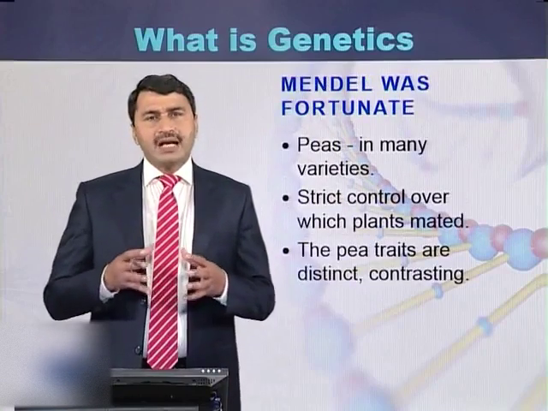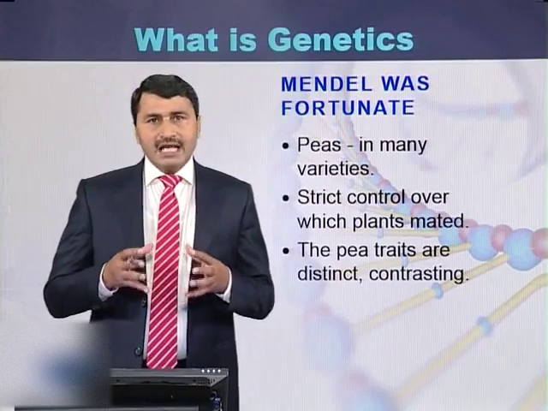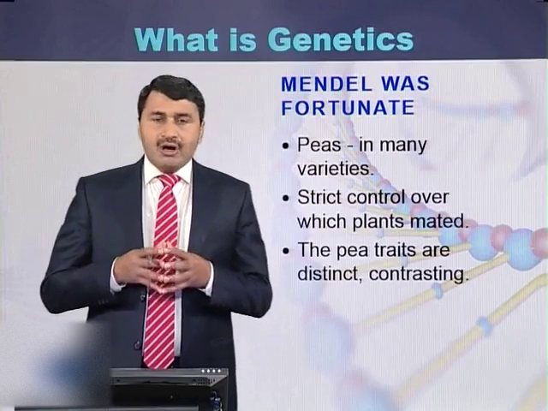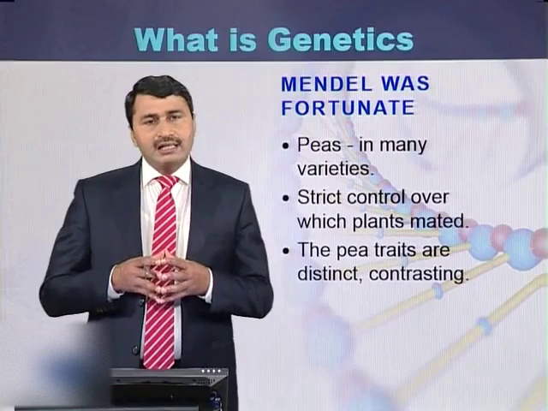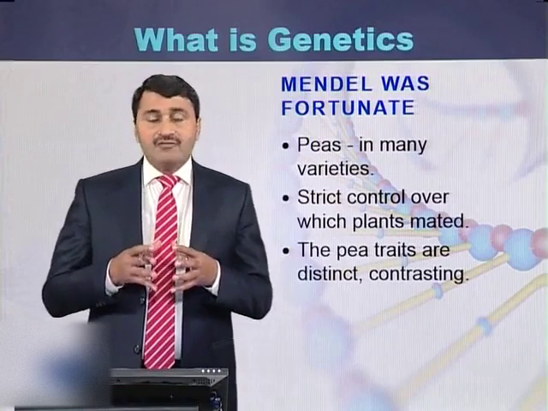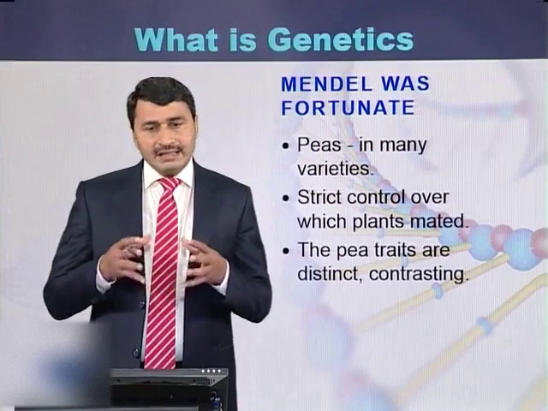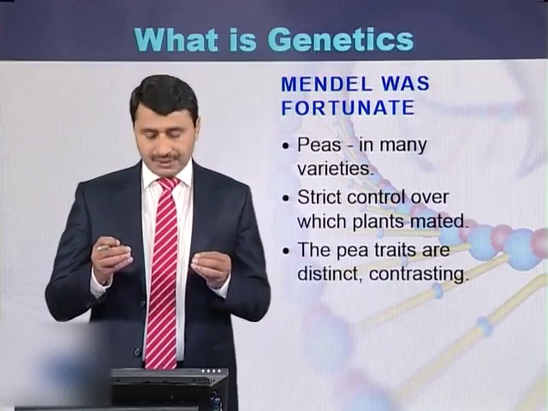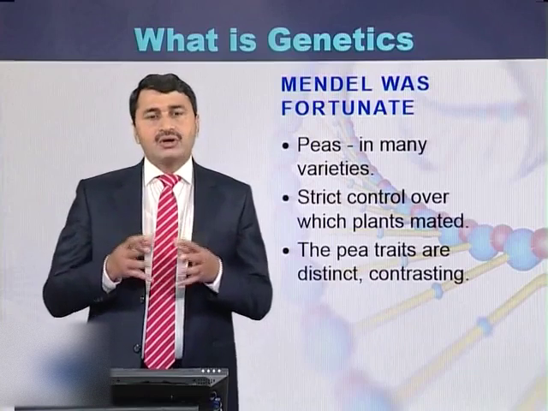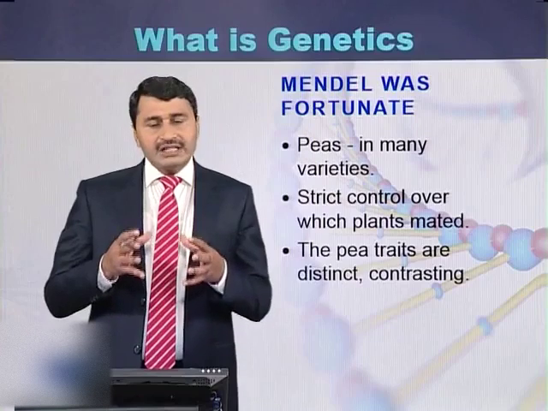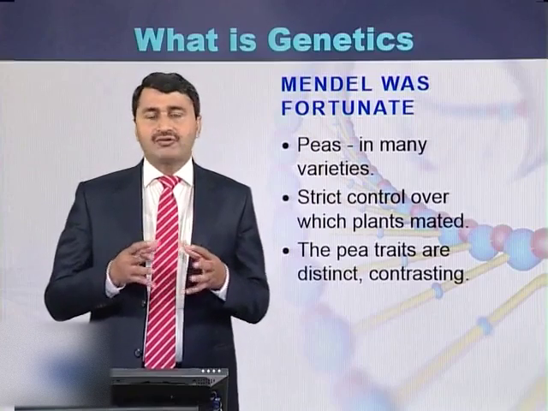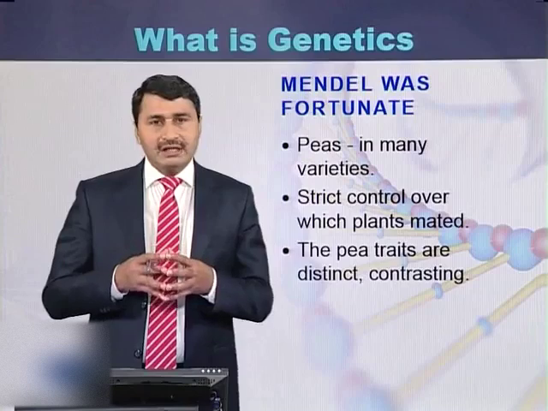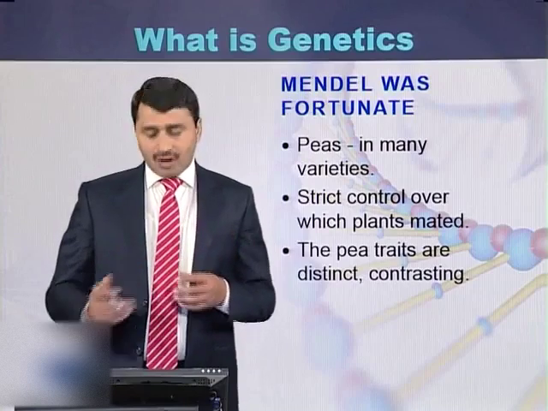Usually it is said that Mendel was fortunate because he selected the garden pea as an experimental plant, as the pea plant was available in many varieties. When Mendel was performing the experiments of genetics, he had strict control over the different plants that he mated, and the traits of the garden pea were clearly contrasting and distinct from each other. So these were the major properties that helped Gregor Mendel formulate the laws of heredity.